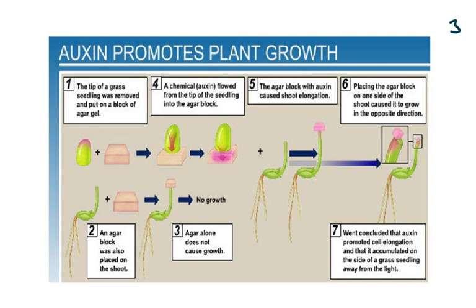The tip of a grass seedling was removed and put on a block of agar. Number 2, an agar block was also placed on the shoot. Number 3, agar alone does not cause growth. Number 4, a chemical auxin flowed from the tip of the seedling into the agar block. Number 5, the agar block with auxin caused shoot elongation. Placing the agar on one side of the shoot caused it to grow in the opposite direction. Why? Because there would be more on this side. This would be more cell elongation. We concluded that auxin promoted cell elongation and that it accumulated on the side of a grass seedling away from light. The word is away from light.